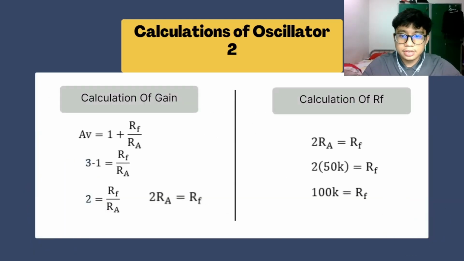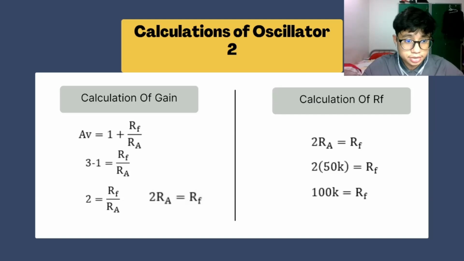Next, we calculate the gain. The formula of gain is AV equals 1 plus RF over RA. AV is 3, so 3 minus 1 equals RF over RA, and 2 equals RF over RA. Now we have the formula for RF, which is 2 times RA equals RF.